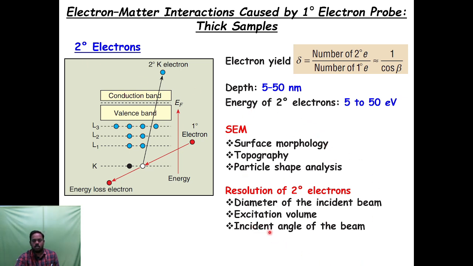The resolution of the SEM image depends on the diameter of the incident beam, the excitation volume, and the incident angle of the beam. These are the key factors. By optimizing these parameters, we can get a clear SEM image of the sample.